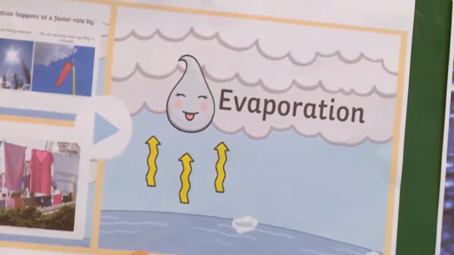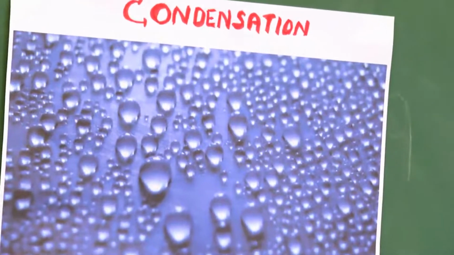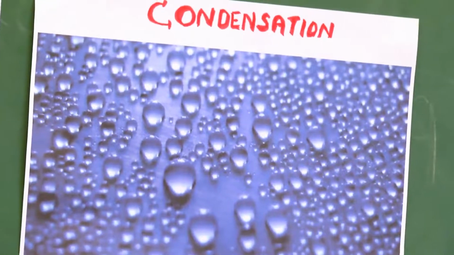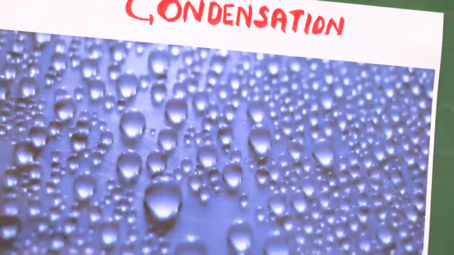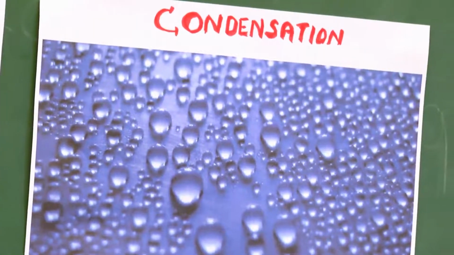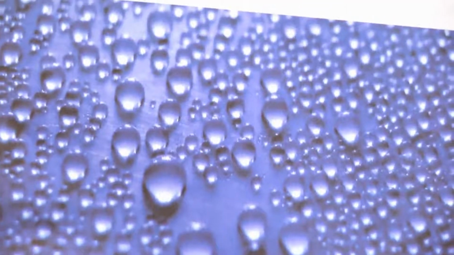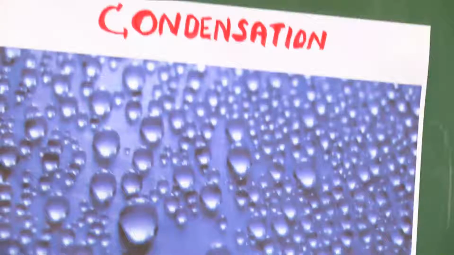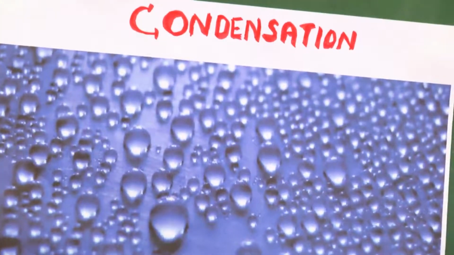Then the next one is called condensation. So what is condensation? The gas getting converted into liquid. So here what we see is drops of water. When we look at the glass of the window, we see water droplets collected on it.